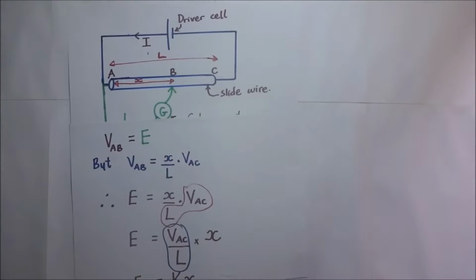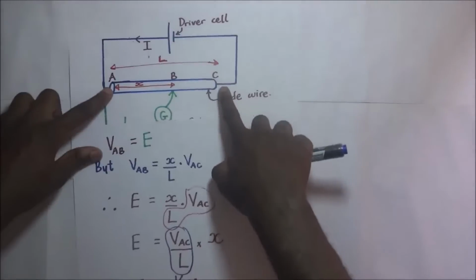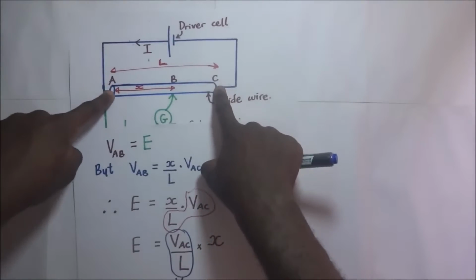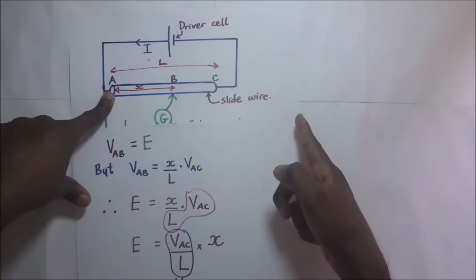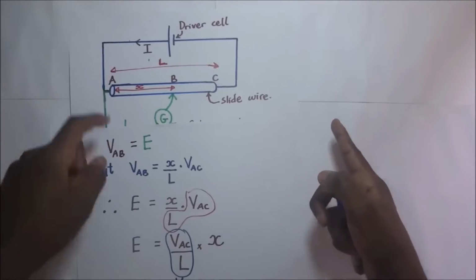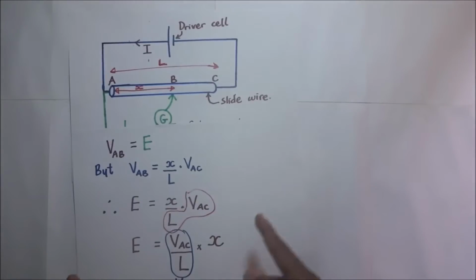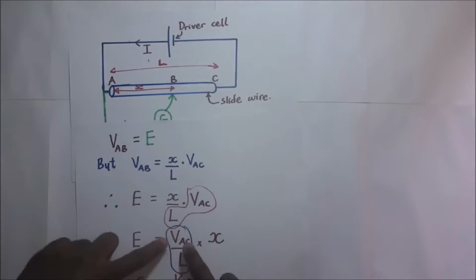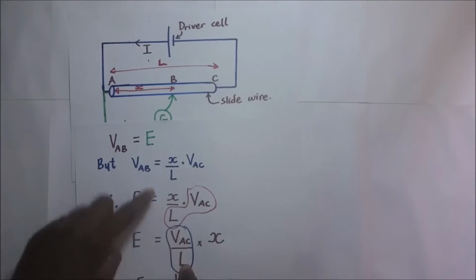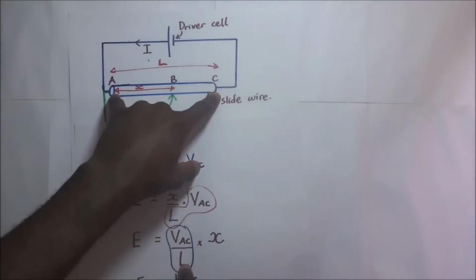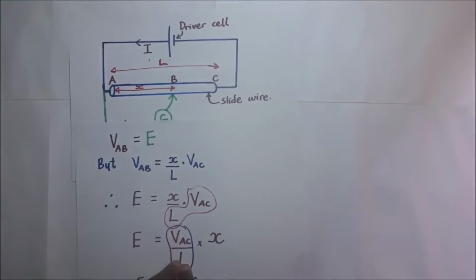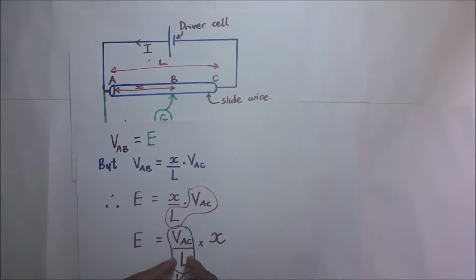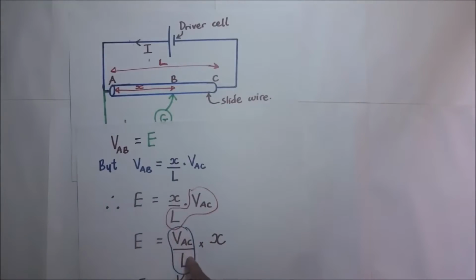Since the potential difference across a wire is directly proportional to its length, the longer the wire, the greater the potential difference, and the shorter the wire, the smaller the potential difference. This means the potential difference and the length of the wire have a linear relationship. So if we divide the potential difference of the whole wire by its length, we get a constant called the PD per unit length.